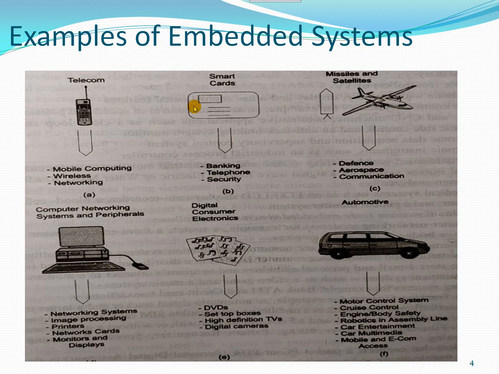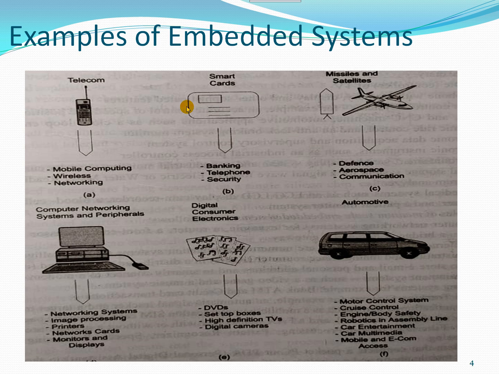Based upon the applications, we can segregate the embedded systems into three parts: small, medium, and large or sophisticated embedded systems. Here some examples have been given: telecom smart cards, missiles and satellites, computer networking systems and peripherals, digital consumer electronics, and automotive electronics. So these are all the main examples of embedded systems.